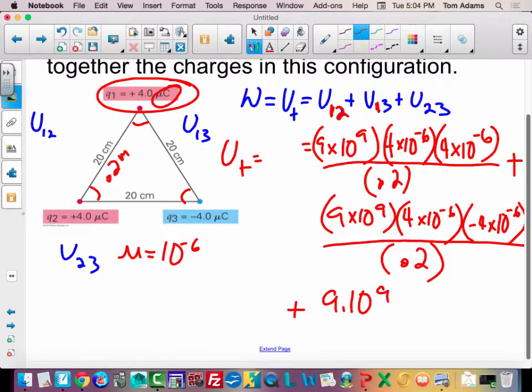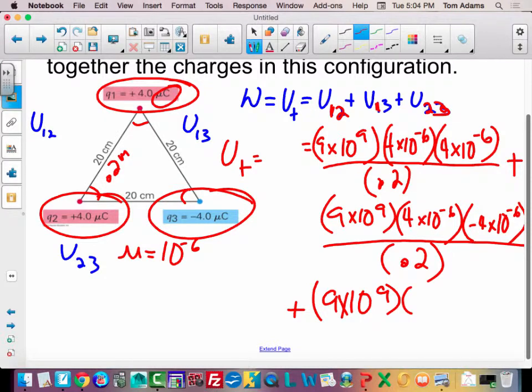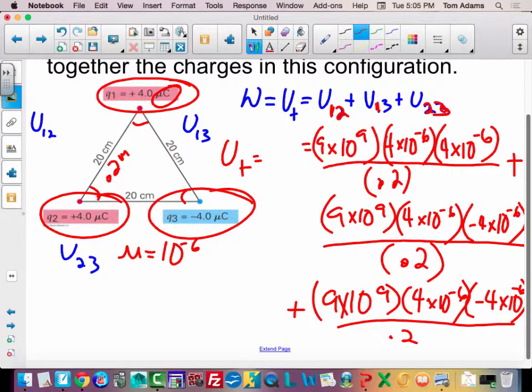9 times 10 to the 9th times. And so lastly, we're going to do 2, 3. So I'm going to take the charge of 2, which is positive 4, and the charge of 3. So I've got 4 times 10 to the negative 6 times negative 4 times 10 to the negative 6, running out of room there, all over 0.2.